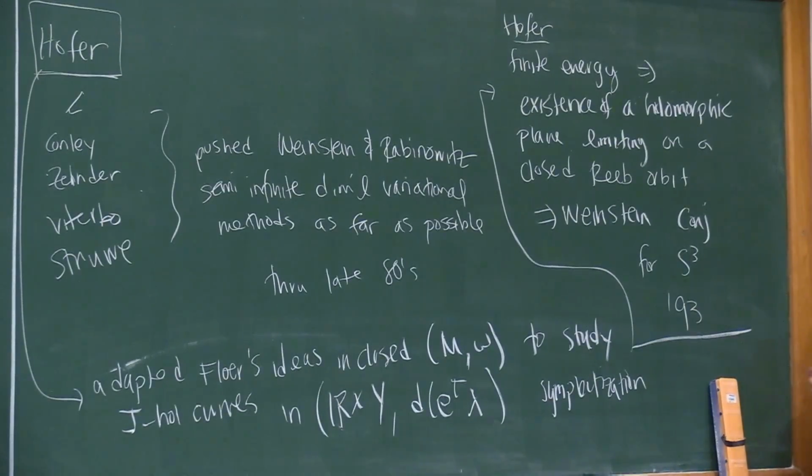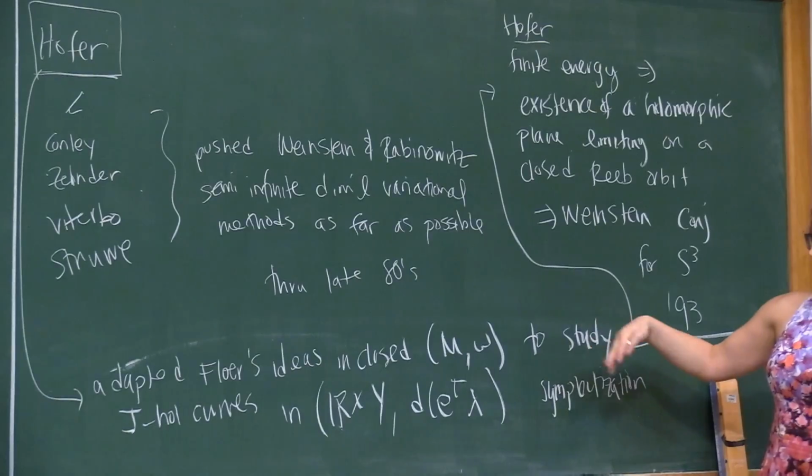The bulk of this paper is trying to understand how these moduli spaces work, and that there's some weird compactification phenomenon showing up, which implies that you can break off these holomorphic planes which have limits on closed Reeb orbits. This sort of failure of compactness actually led to a proof of the Weinstein conjecture.